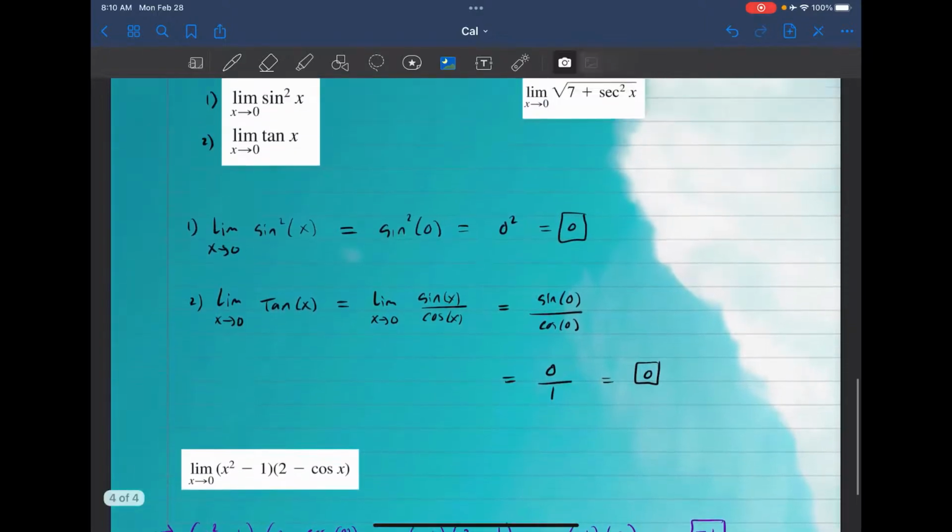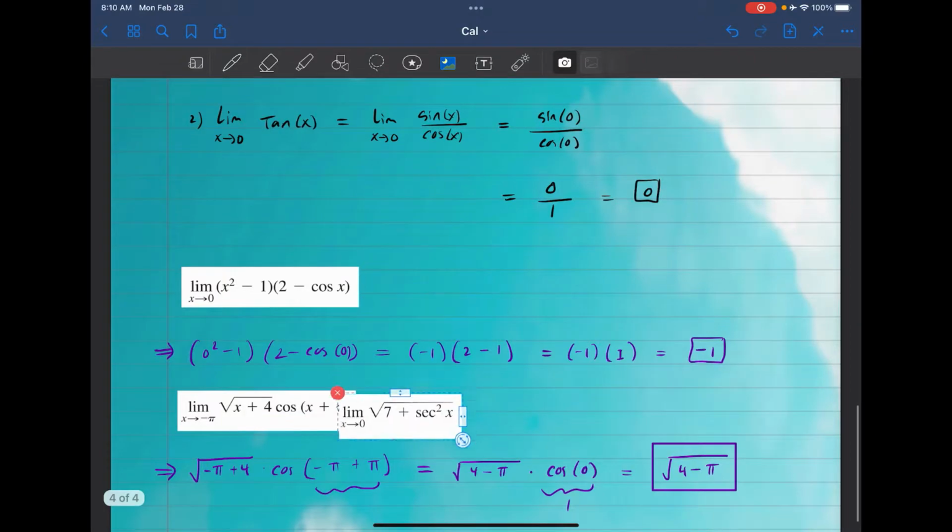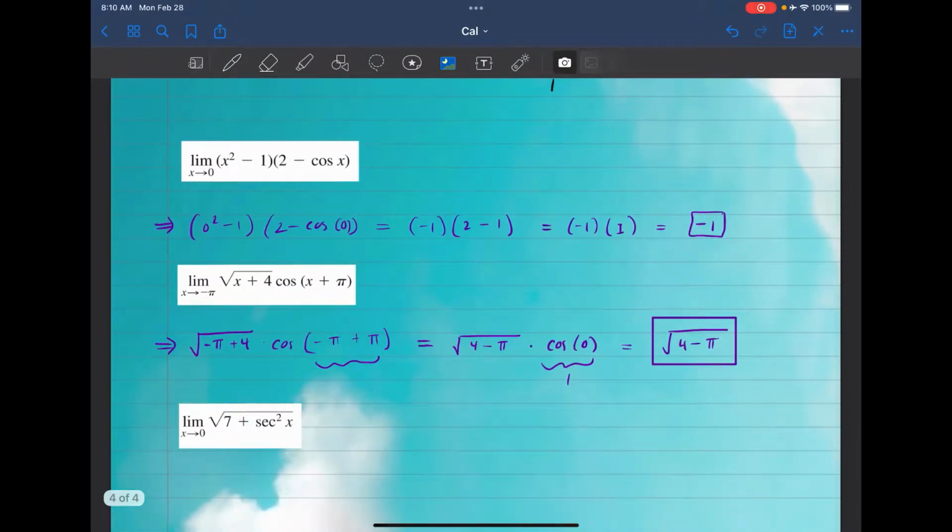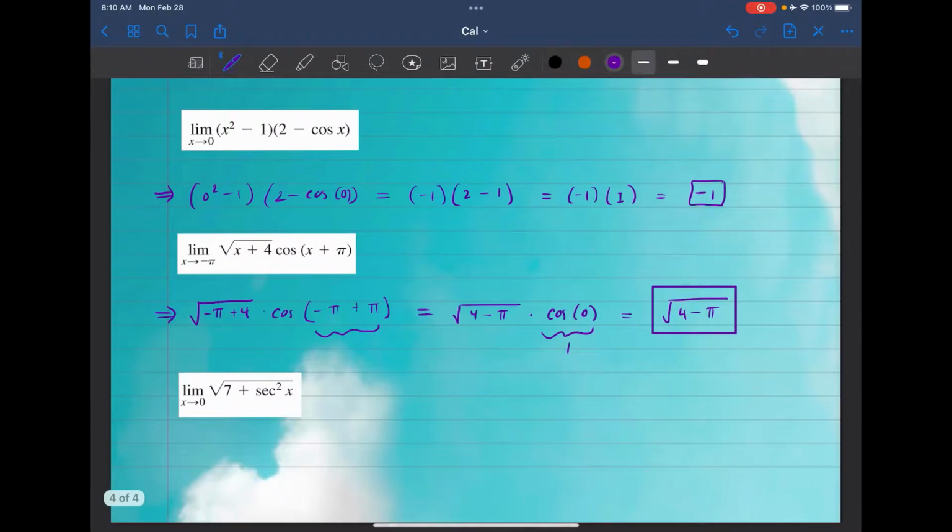Now let's try our last example right here. For this problem, we are looking for the limit of the function square root of 7 plus secant squared of x as x approaches 0. If you're not familiar with secant, rewrite it. We know that secant of x is really 1 over cosine of x. So I can rewrite secant as 1 over cosine. That will give me the limit as x approaches 0 of the square root of 7 plus 1 over cosine x, squared, since this was secant squared.